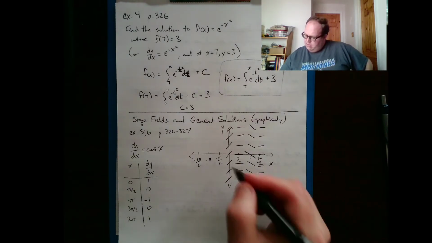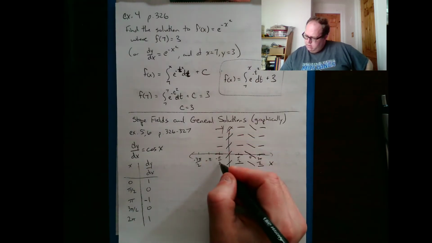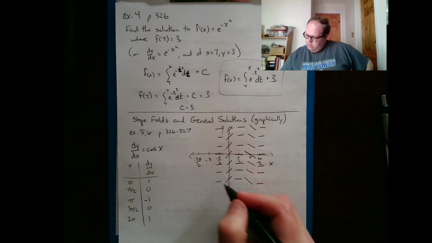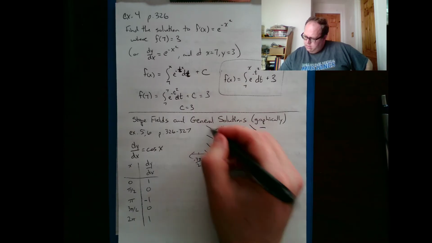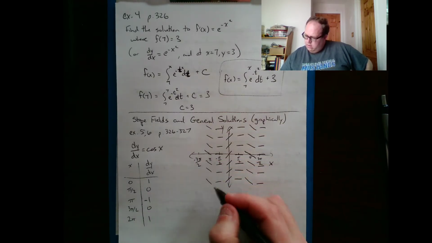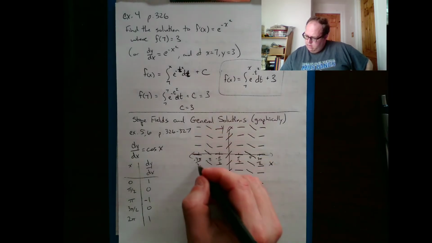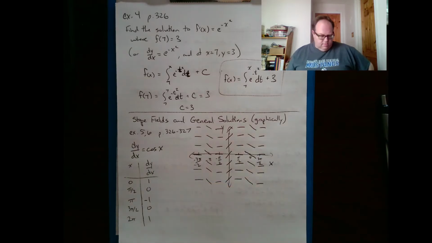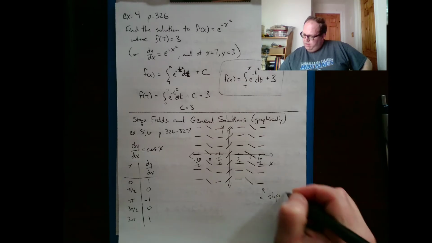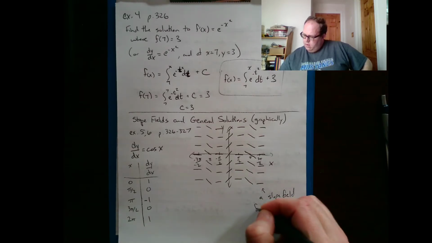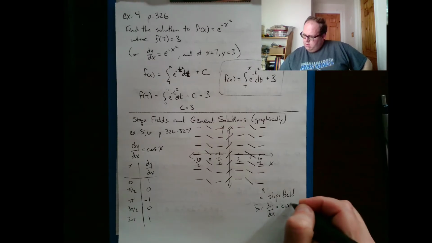And similarly, if I go back the other way, slopes here is 0. Slopes here of negative 1. Slopes here are 0. This would be a slope field for dy dx equals cos x.